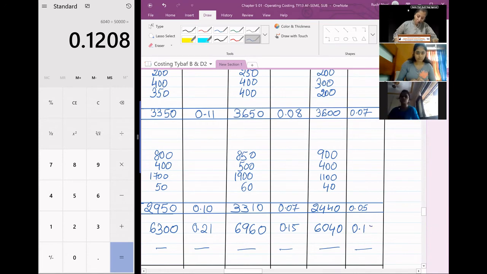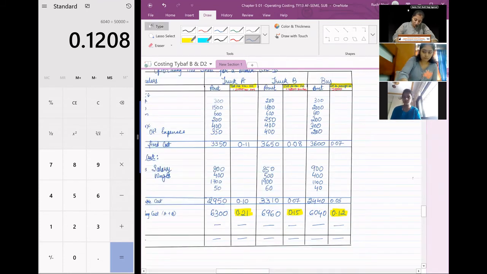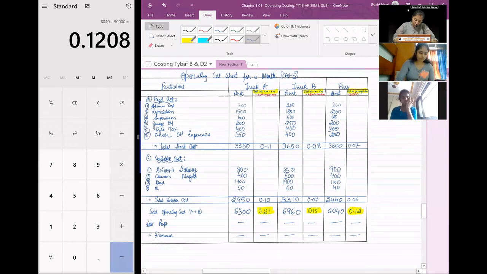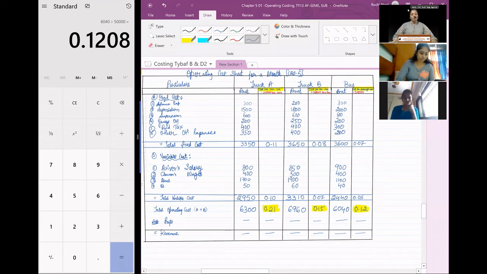0.12. Okay. So this is my operating cost जो पूछा है question में. Calculate the operating cost. Prepare an operating cost sheet बोला है ना. That means they want us to calculate operating cost. Okay. So is this clear? Acknowledge it in the chat box. If the question is clear, just acknowledge it in the chat box. Okay, so this is my answer. Right?